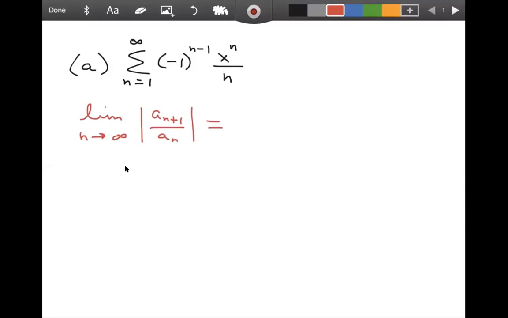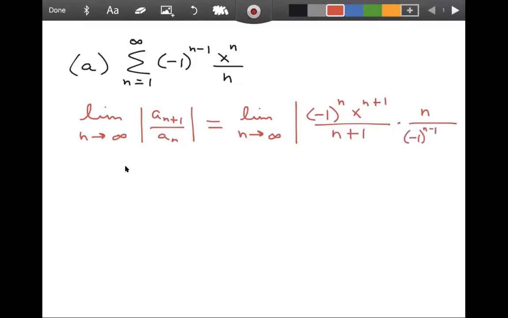So in this case, that absolute value does make a difference. All right, we're going to have -1 to the n plus 1 minus 1, which is just n, times x to the n plus 1 over n plus 1. And then as usual, instead of dividing by a sub n, we'll multiply by the reciprocal of a sub n. So that'll be times n over -1 to the n minus 1 times x to the n.